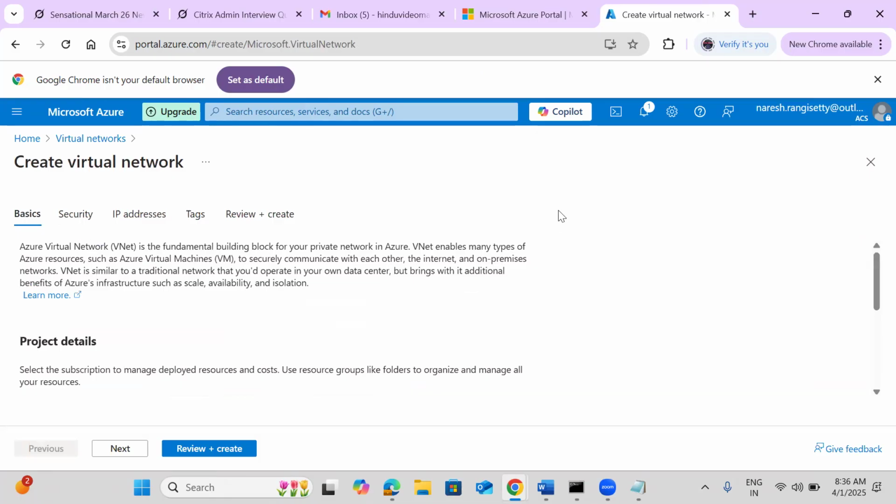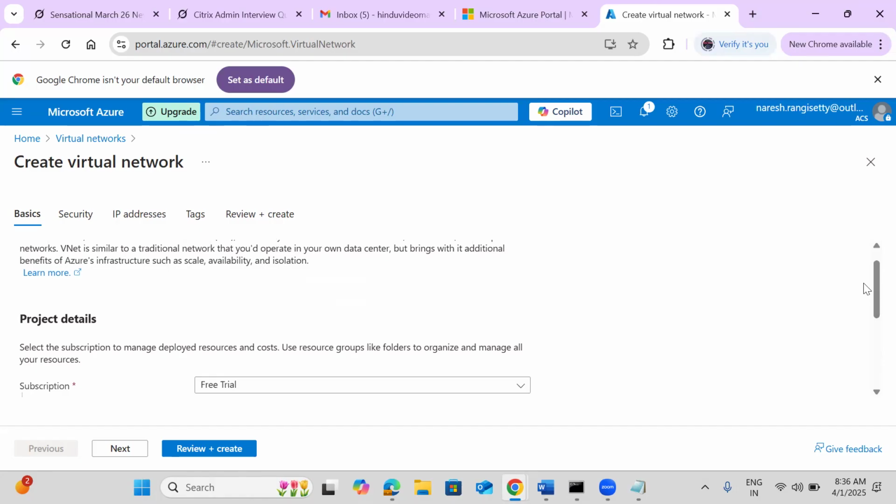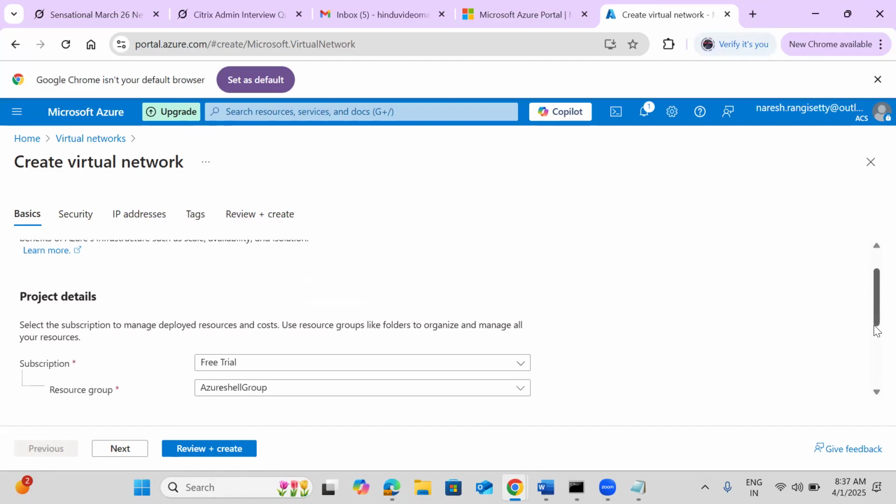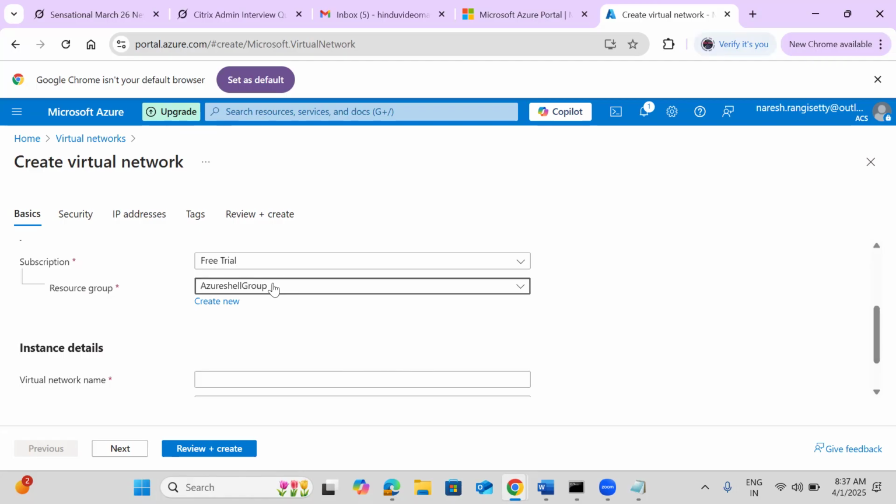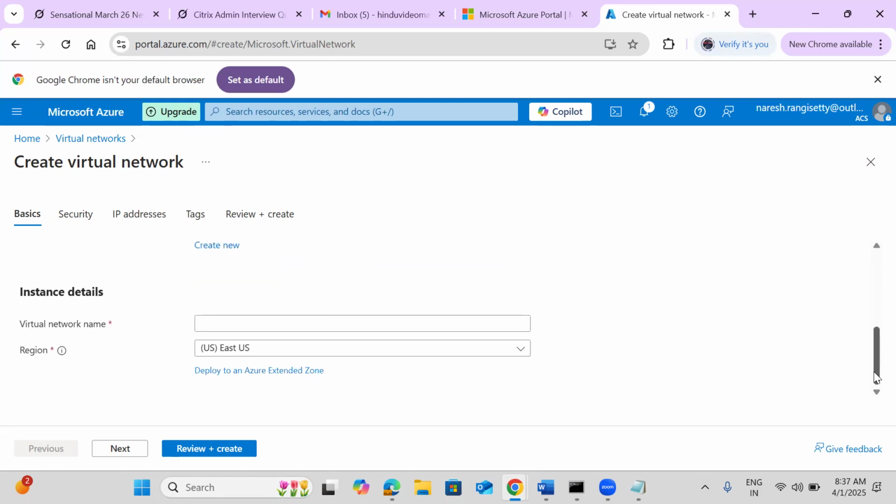Here, we need to give the basic name, then security, IP address CIDR range. We have decided we are going to use the 10.x series. This is our subscription, then the resource group, which you can choose. I'm using CloudSoft itself. Then I'm going to create one virtual network named JPMC network, assuming JPMC is my project, for which I'm creating one VNet.